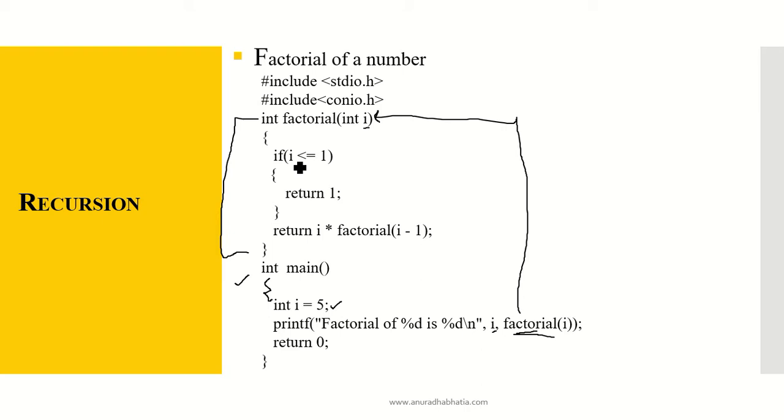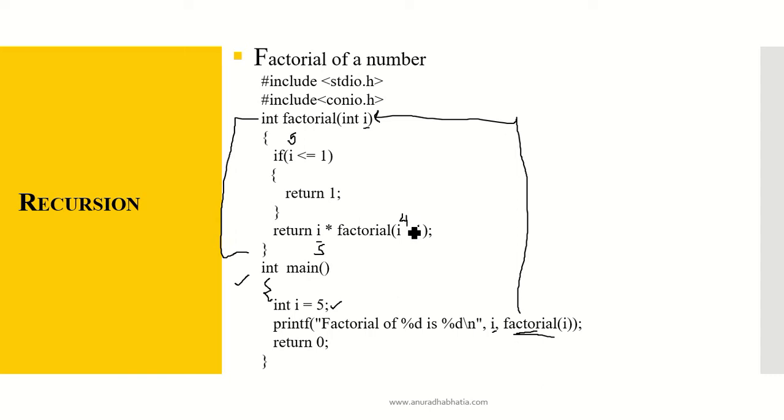We enter that function, and if i is less than or equal to 1, but my value of i at present is 5, so the return is not taken. The value of i is not less, so we come over here. We say return i into factorial of i minus 1. So i has a value of 5, and factorial of i minus 1. So 5 minus 1 is 4. So now factorial of 4.